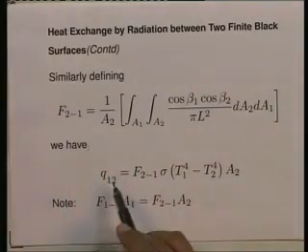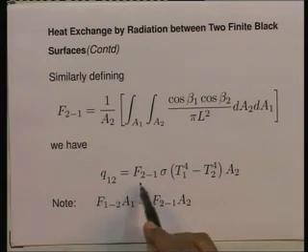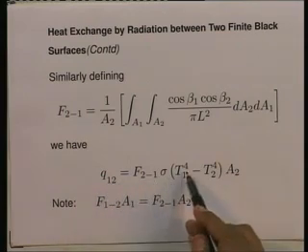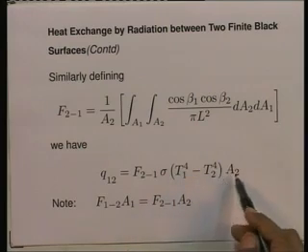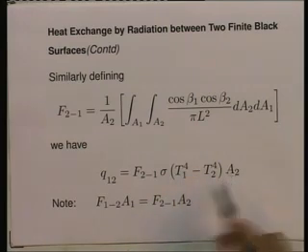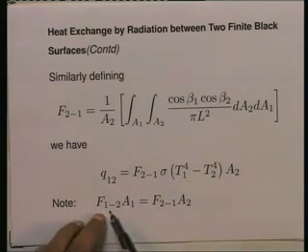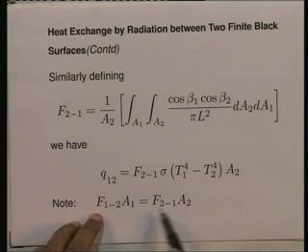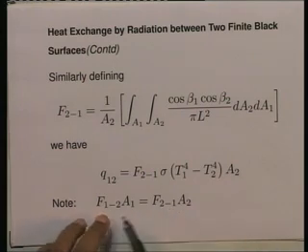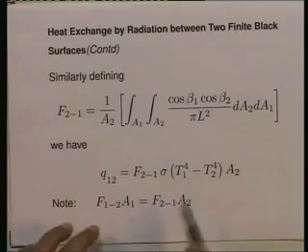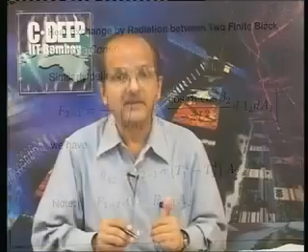And we could therefore say Q1 to 2 is equal to F2 to 1 sigma T1 to the power of 4 minus T2 to the power of 4 multiplied by A2. And we should note again, like we did earlier, that the two shape factors F1 to 2 and F2 to 1 are related by a reciprocal relation, F1 to 2 A1 is equal to F2 to 1 A2. Keep this in mind, that is a reciprocal relation relating the two shape factors, they are not two independent quantities.